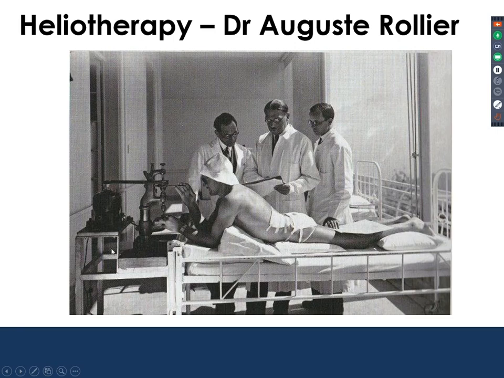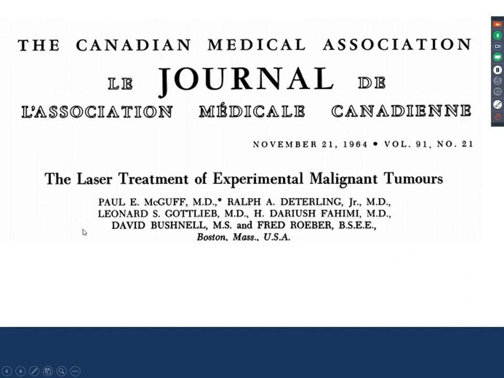So he was really well respected in the 1920s and 30s. And what happened was, of course, as soon as they discovered antibiotics and were able to treat tuberculosis with that, his work fell out of favor, although he certainly initiated the use of phototherapy even more, heliotherapy in this case. Then in the 1960s, it was really interesting.